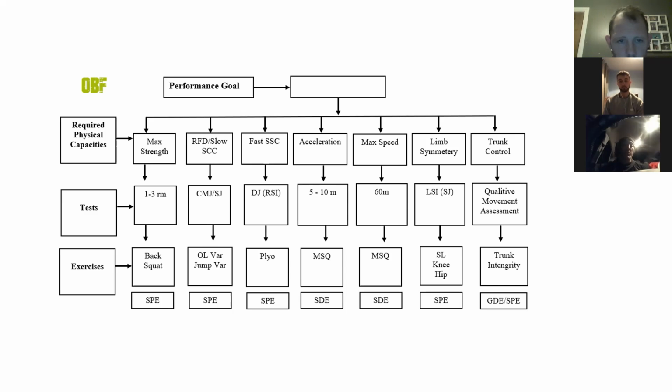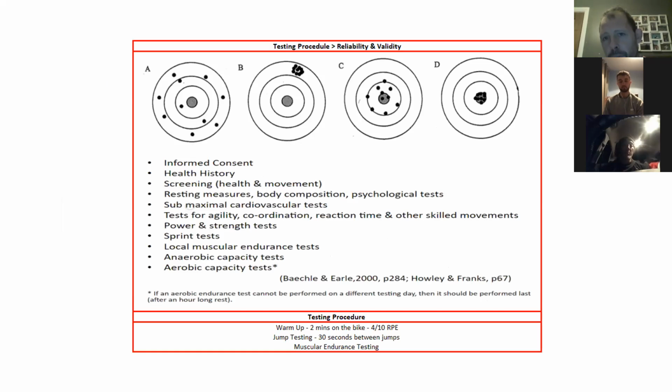Okay, so we have this procedure, right, because the two things that we need to have when it comes to testing are reliability and validity. Okay, so number one, how reliable is the test we're doing, and number two, how valid is the test we're doing, right?